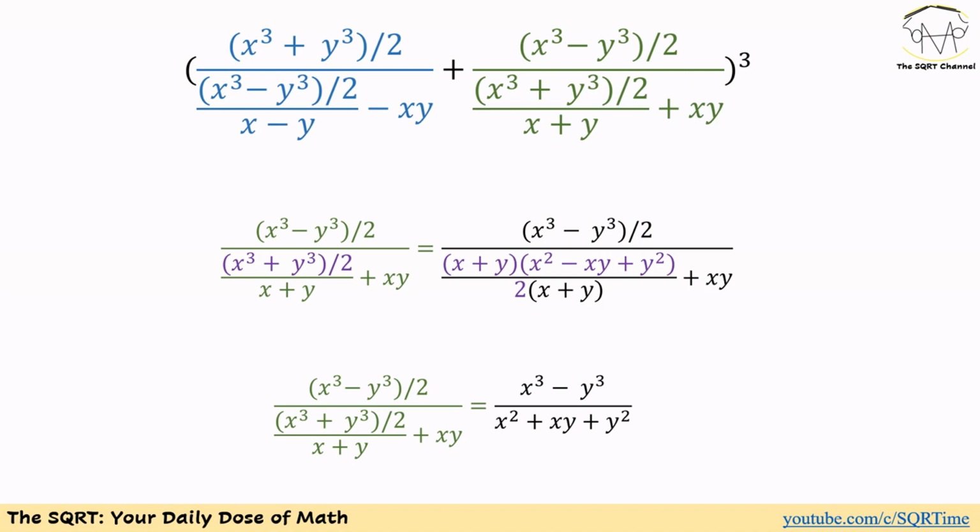For the second term, we are going to use a similar approach. For x to the power of 3 plus y to the power of 3, we will use x plus y times x squared minus xy plus y squared. If we do this and then simplify it a little bit, we will end up with x cubed minus y cubed over x squared plus xy plus y squared.